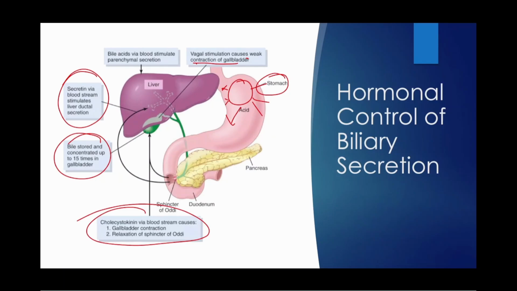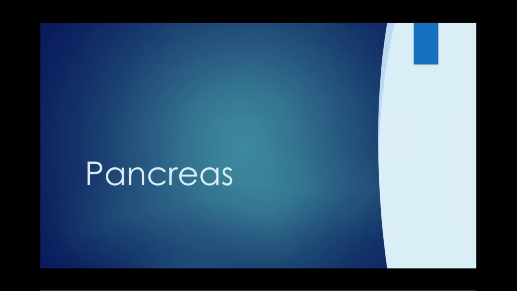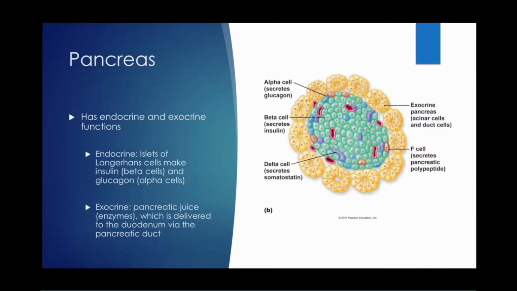So cholecystokinin is the big one. Secretin is there a little bit as well. Any questions about the gallbladder? Very simple structure. It doesn't do much until it gets aggravated. You've got to get it out. But otherwise, it does its job.